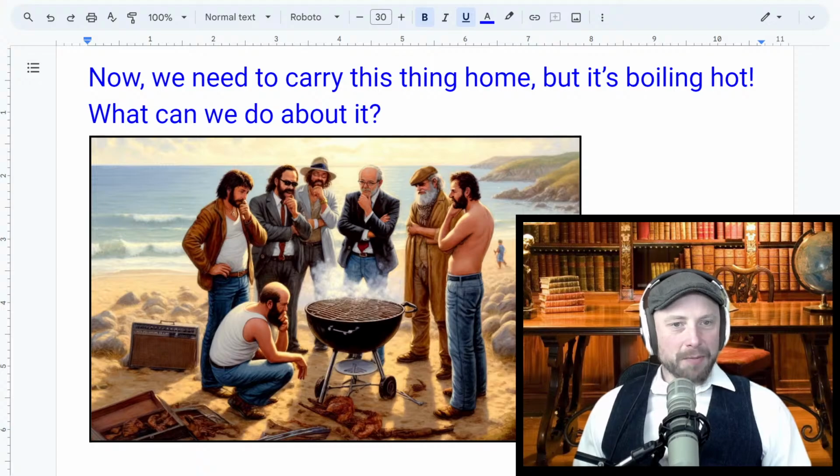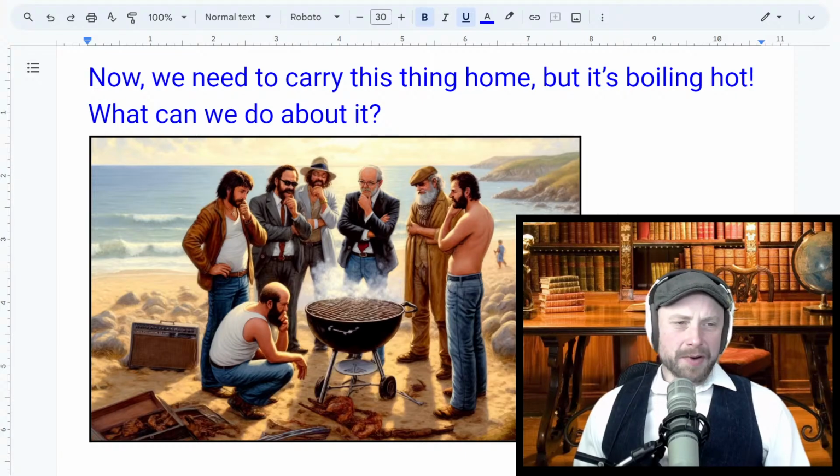So, we have a problem. We have a big problem. What are we going to do about that? What is the solution for this problem? What do you guys think? How are we going to get this thing home? Notice how I'm asking for suggestions here. I'm using gonna. How are we going to do that? How are we going to get it home? How are we going to solve this problem?